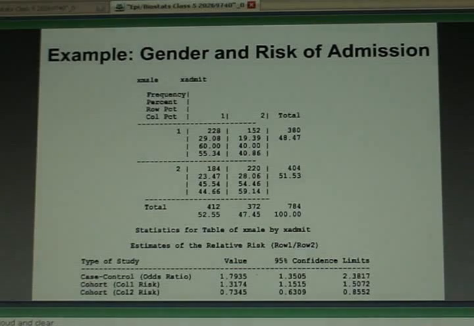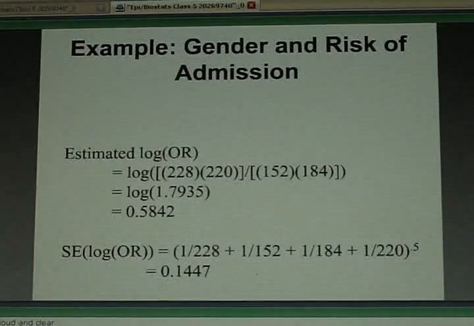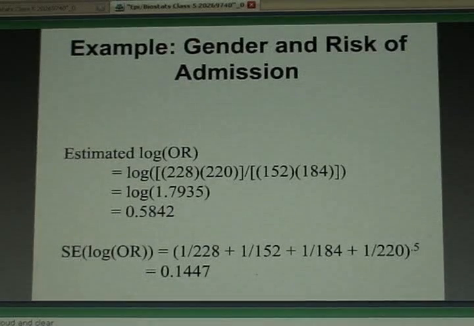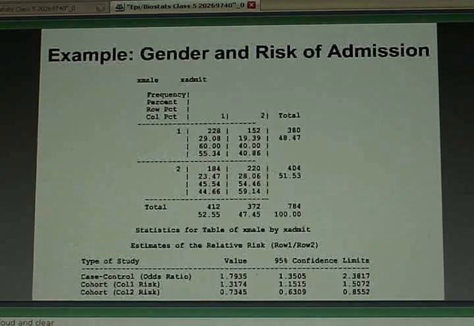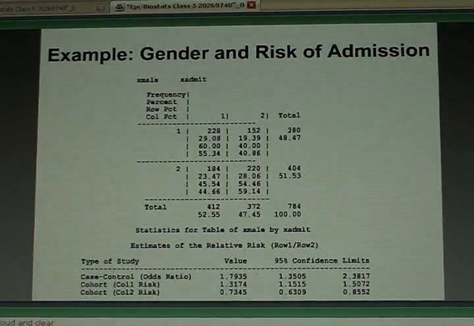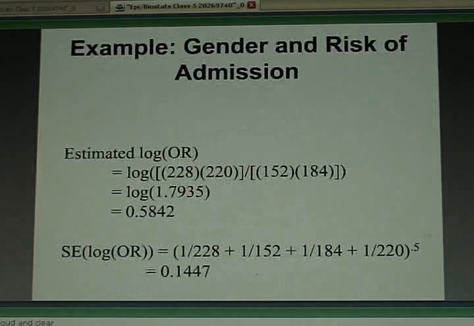So how did we get this confidence interval from this 2x2 table? What is SAS doing? Basically what it does is it calculates your odds ratio. Go back to the table. Remember, the odds ratio is 228 times 220 divided by 152 times 184. It then takes the log of that number, the log of 1.79, which is equal to 0.58.